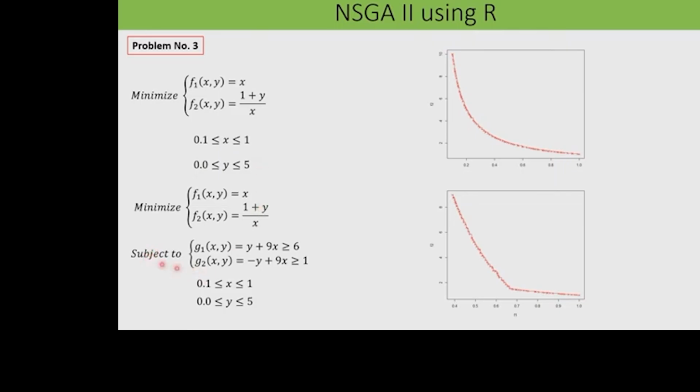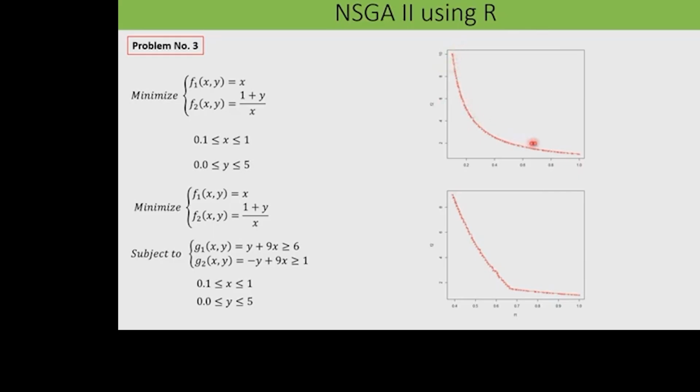It has 2 constraints, g1 and g2. You can see g1 is y plus 9x, a greater than or equal to type constraint: y plus 9x greater than or equal to 6, and g2 is minus y plus 9x greater than or equal to 1. As I said, the range for x is 0.1 to 1, and that for y is 0 to 5. I have solved this problem with constraints and without constraints.